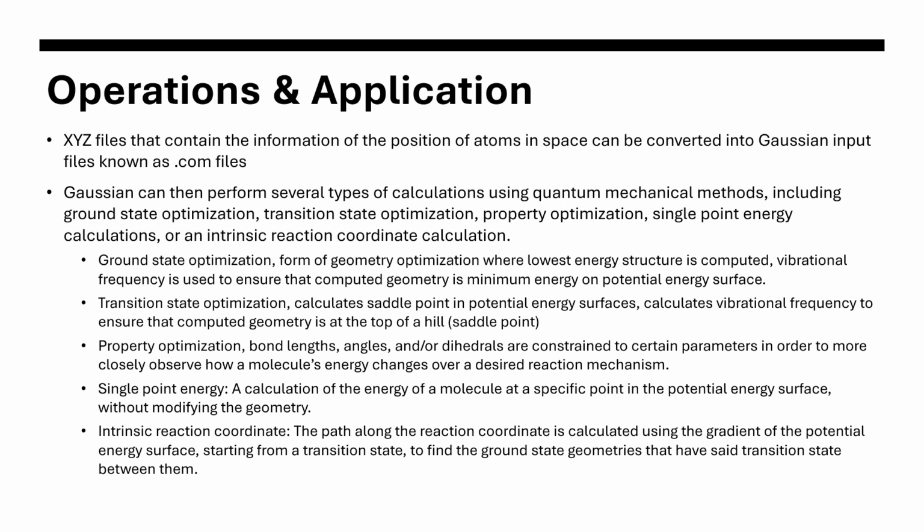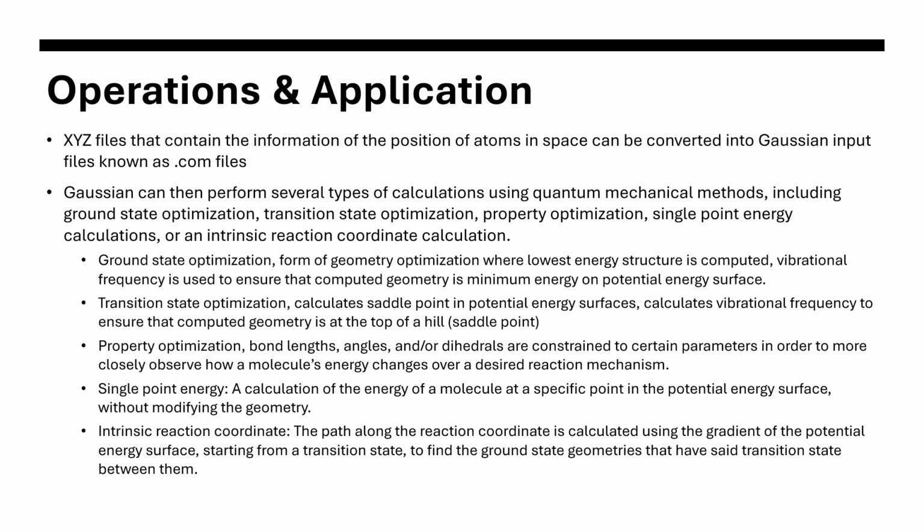Then with property optimization, bond lengths, angles, and or dihedral angles can be constrained or adjusted to certain parameters in order to more closely observe how a molecule's energy changes over a desired reaction mechanism. And this is useful for the process of finding transition states as well as some other molecular systems. And then for single point energy calculations, the calculation is done at a specific point in the potential energy surface without modifying the geometry. So it is essentially a more specific form of the previous optimizations.